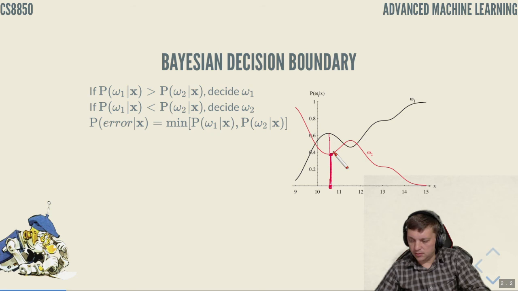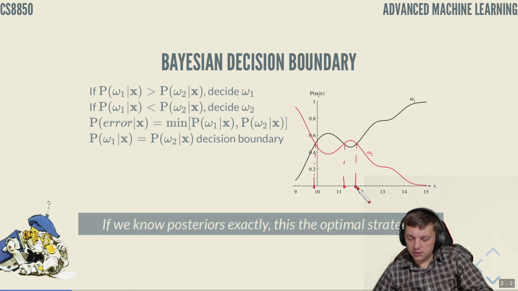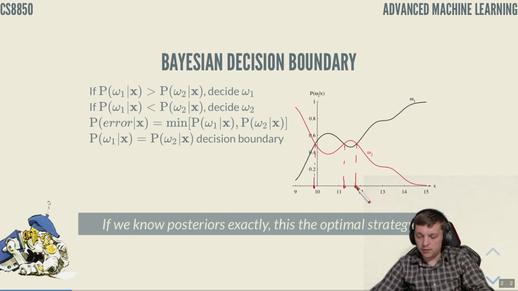And basically what we're doing is we're minimizing the error. If we predict class 1 in this case, our error is smaller. So that's what we're doing. And in this case, reverse, if we predict class 2, our error is smaller. What we are actually getting at is the decision boundary. Those points, or this curve, or the surface along which the posterior for one class is equal to the posterior for the other class. So this is the decision boundary.